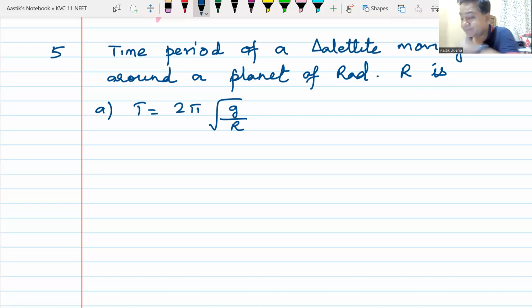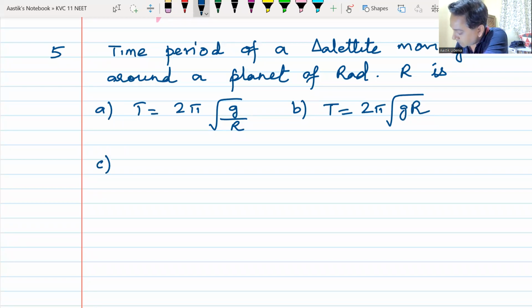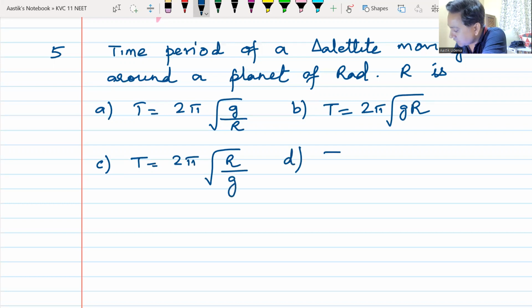What is small g here? Acceleration due to gravity. This is acceleration due to gravity. Okay, I did it wrong. 2 pi root over gR. Option C. T is 2 pi root over R by g. Option number D. T is 2 pi root over 1 by gR.